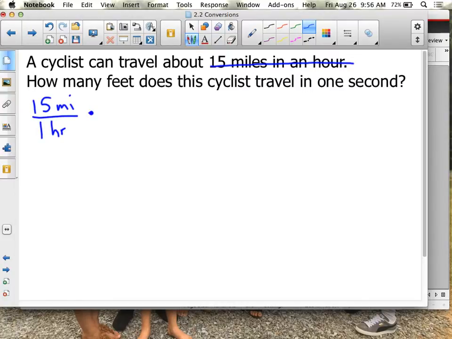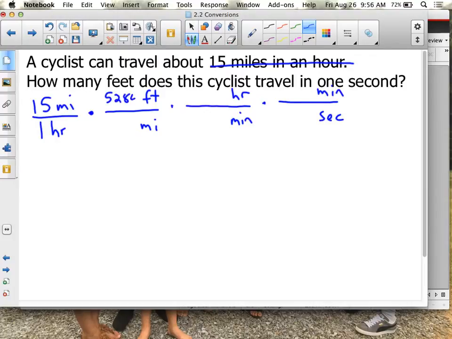Now let's think about conversions that cancel out. If I want to cancel my miles, miles go on bottom, and I want to change that to feet. Let's also change hours to minutes. Let's also change minutes to seconds. So if you need to go back to your conversions, we have 5,280 feet in 1 mile. We have 1 hour is 60 minutes. We have 1 minute is 60 seconds.